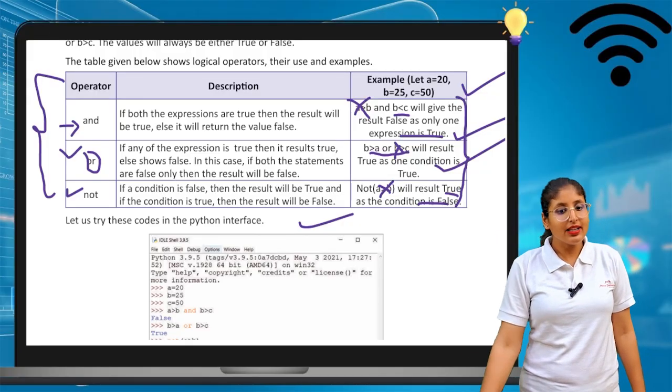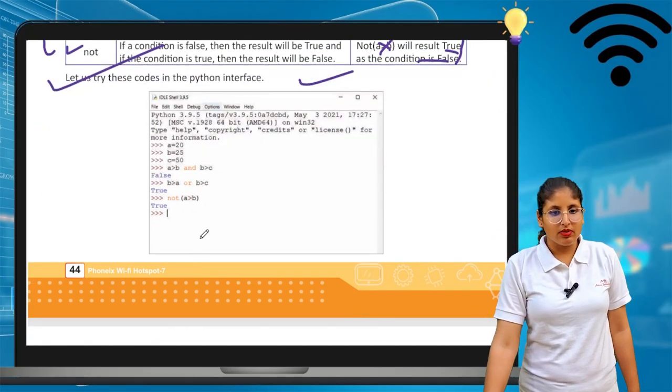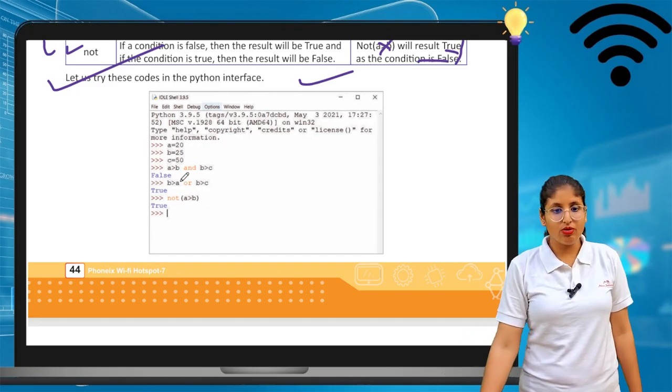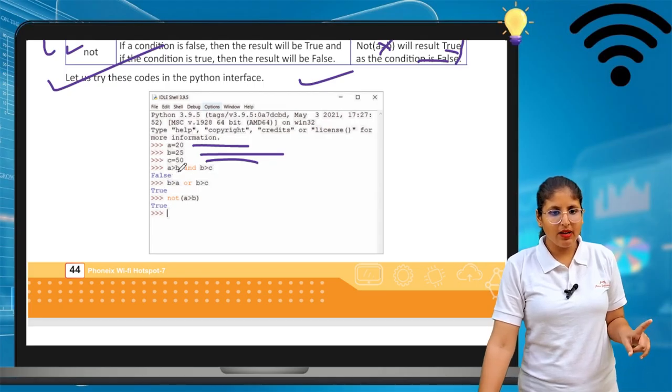Okay, so let us try these codes in the Python interface. See, I am telling you, just observe this picture very carefully. A value is 20, B value is 25 and C value is 50. Okay, first, A is greater than B. No, this is false. And the AND case is there, so it should be false.